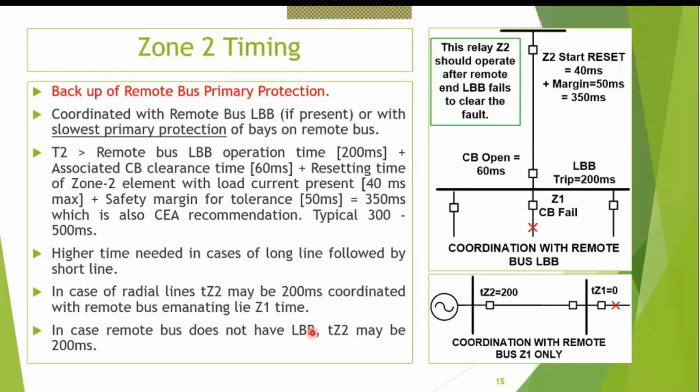In case the remote bus does not have LBB, TZ2 may be 200 milliseconds. This is the same point. The diagram is this one: no remote bus LBB, TZ2 may be made 200. But normally we don't do that. We keep it at 300 only.